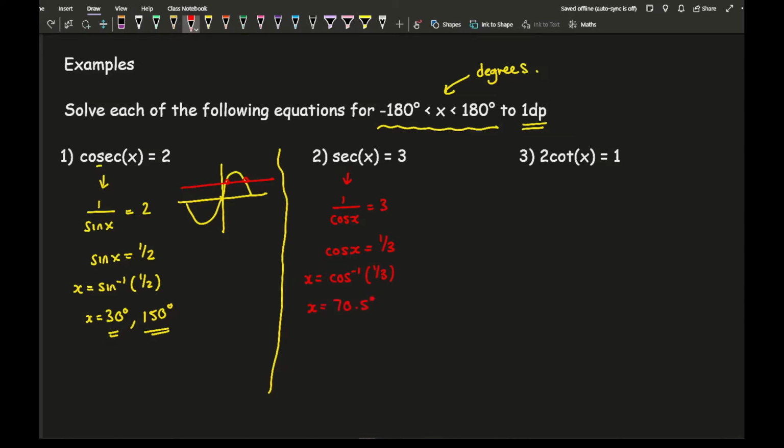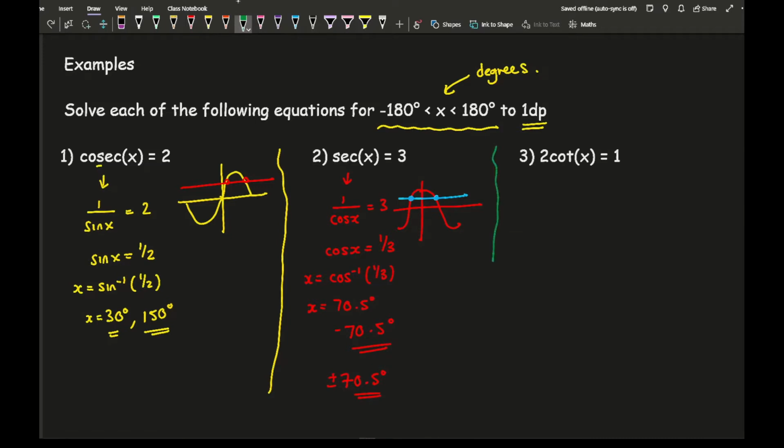If I then draw my cos graph between those ranges, we're looking at something that looks like that. And where we've got a third, that's looking at these two values here. So I'm looking for the next angle, which with the cos graph is going to be symmetrical, so I'm also looking at minus 70.5. I could easily write the answer as plus or minus 70.5, and there we go as our second answer.